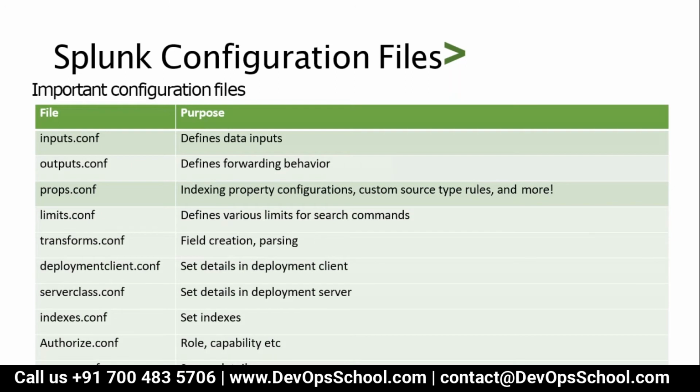Now the question you must be having in your mind is, okay, fine, what are the configuration files you may have? The list of configuration files is actually pretty huge, more than 60 or 70 files for different reasons. But some of the important files are input.conf, output.conf, props.conf, limits.conf, transforms.conf, deploymentclient.conf, serverclass.conf, indexes.conf, authorize.conf and server.conf. Now these are the important ones, though you have so many other configuration files also. I'll show the list of it, but again, these are not a priority for the time being.